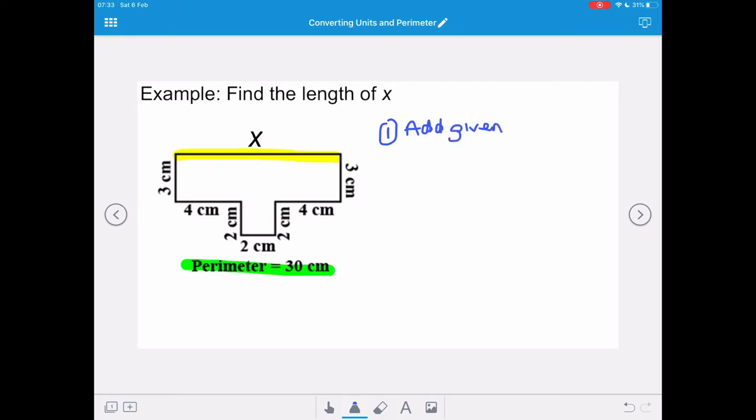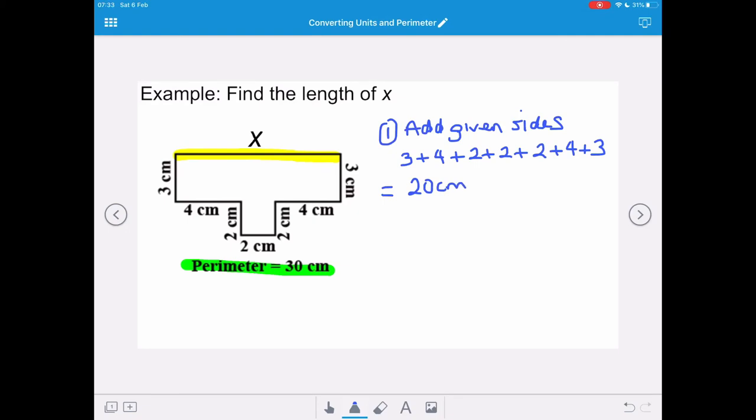So we're going to go back to our 2D shape and we're going to start adding the sides from the right side of 3 centimetres, and we're going to add on 4, 2, plus 2, plus 2, plus 4, plus 3, taking us back up to that top edge. And the total of 3 plus 4 plus 2 plus 2 plus 2 plus 4 plus 3 is going to be 20 centimetres.